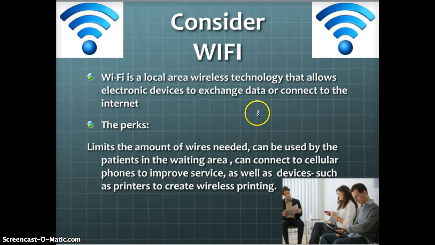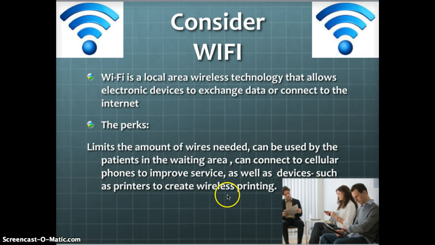You want to consider Wi-Fi. Wi-Fi is a local area wireless technology that allows electronic devices to exchange data or connect to the internet. Some of the perks of Wi-Fi: it limits the amount of wires needed, so the nurses, doctors, and administrative assistants won't be tripping over everything. It can also be used by patients in the waiting area. They can connect to the Wi-Fi of the building and watch videos, exchange text messages and emails, and continue on with their business while they're waiting to be seen by the doctor or the nurse.